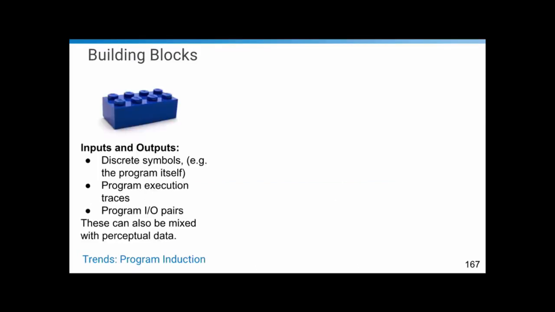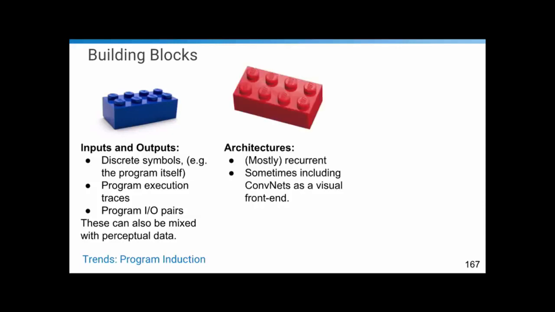So what are the building blocks? We'll have, again, discrete symbols like we had for natural language, but we can also think about the program itself, the text. We can look at execution traces of the program. So what did the program actually do when it was running? And we can also look at inputs and outputs of programs. And these can be mixed with perceptual data. It's not just bits, it's not necessarily just symbols.